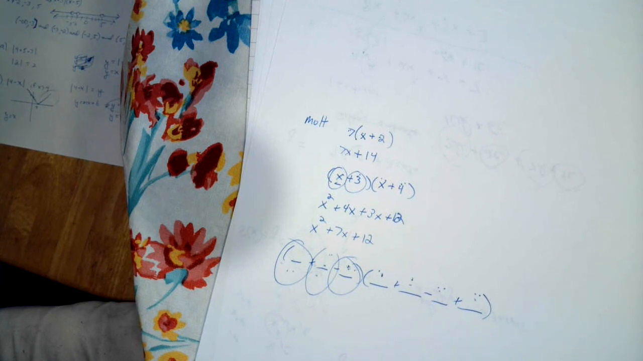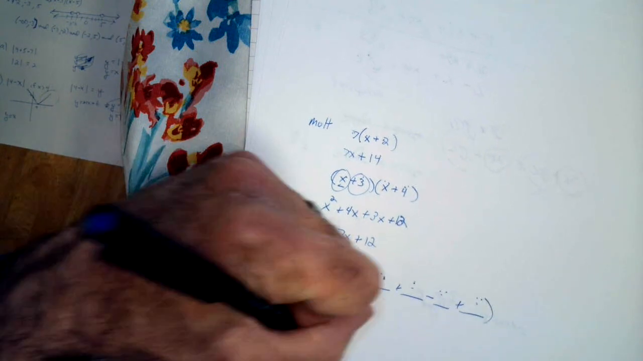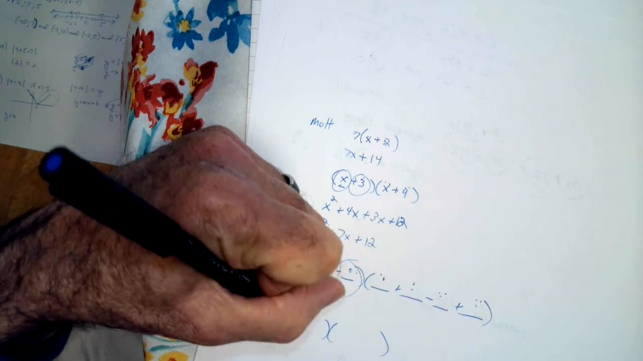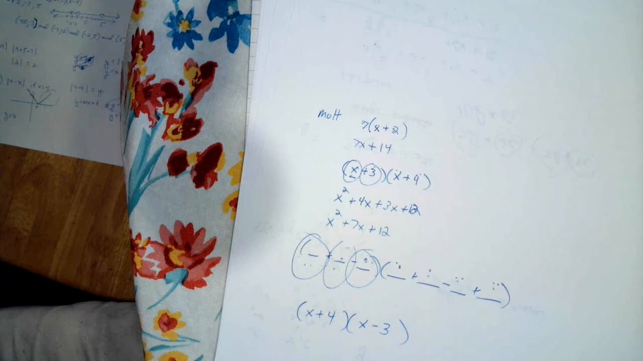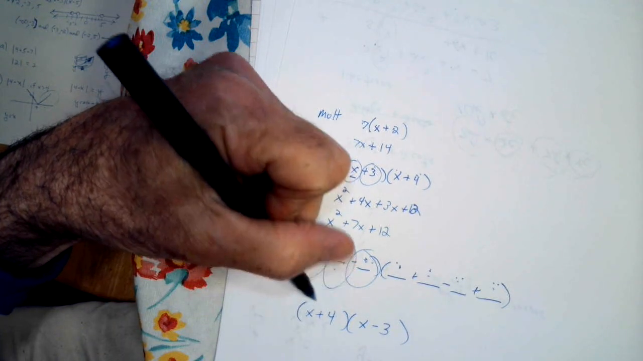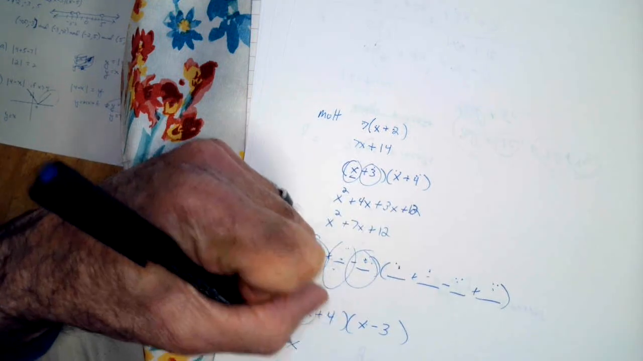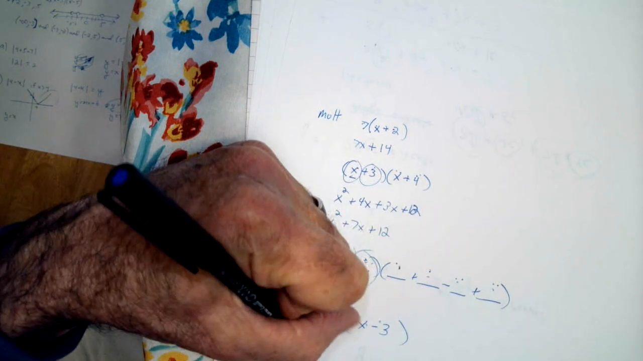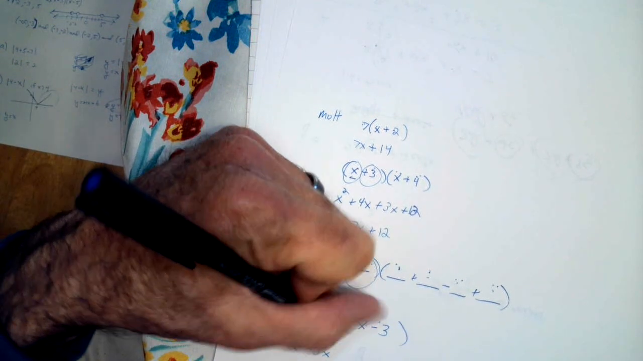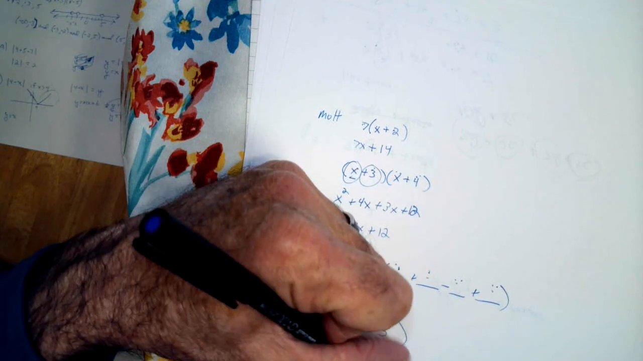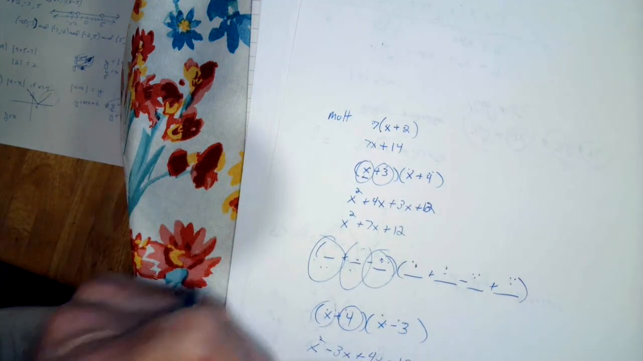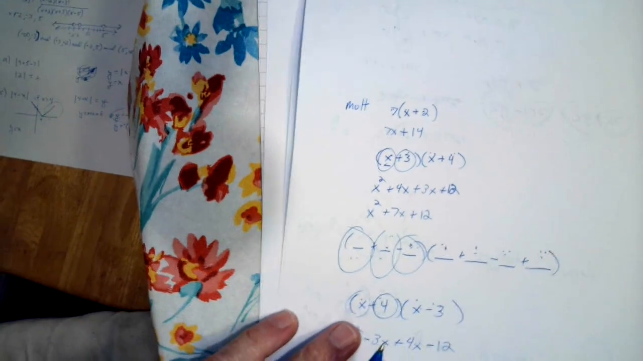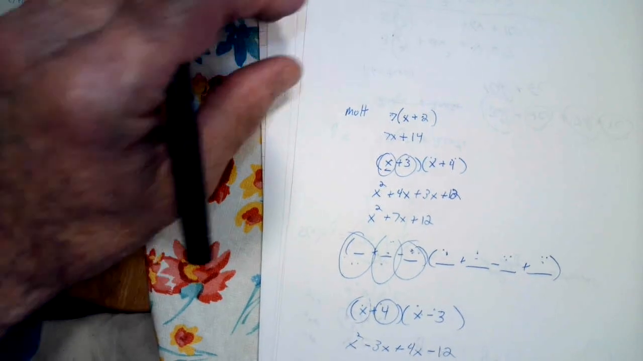Your notes say, well, what about the FOIL method? Well, the FOIL method is if you have this, say, and they say multiply this out, I would normally say, okay, it's the first one times this, x squared. First one times this, minus 3x. Then the second one times this, 4x. Second one times this, minus 12. Okay, and then shrink them.